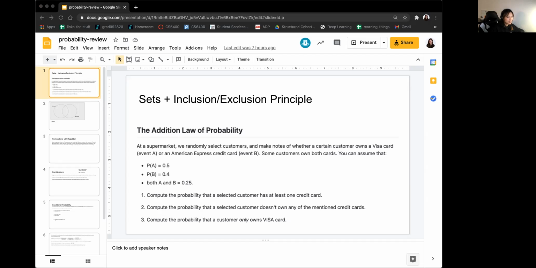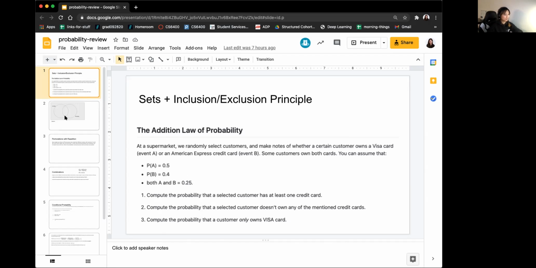So what we're going to do here is use one of the simplest techniques that you can use for probability questions: just drawing things out. I think it's very, very underrated. People think that you always have to use equations to solve a problem, but sometimes it's really simpler to just draw things out. So from here, we're given these probabilities. The probability of having a Visa is 0.5, having an Amex is 0.4, and having both is 0.25. And then we have all these other probabilities that we have to compute.